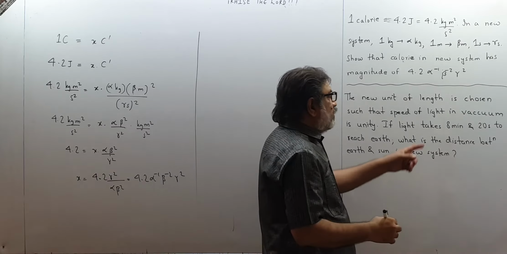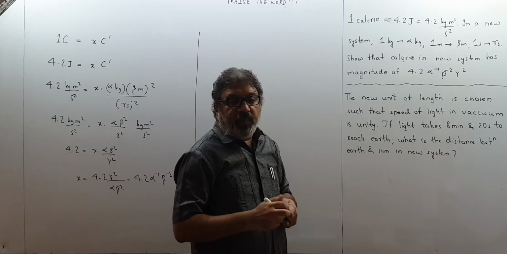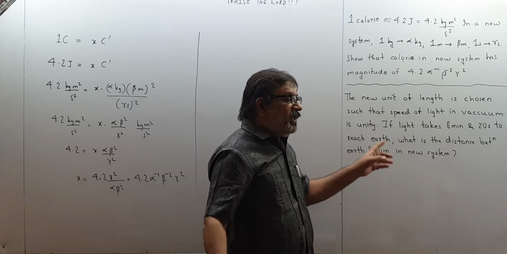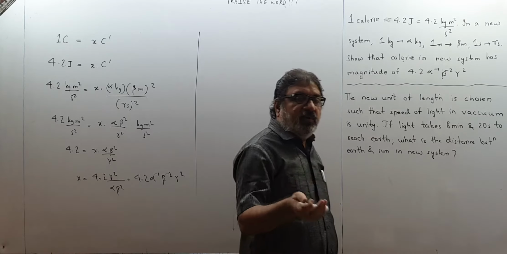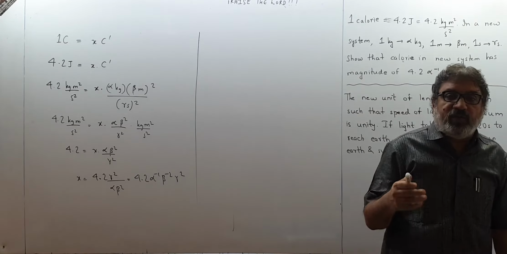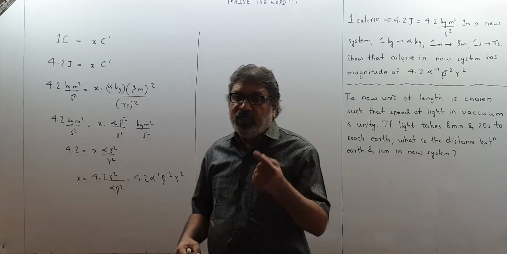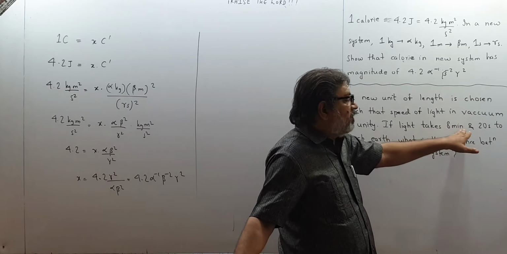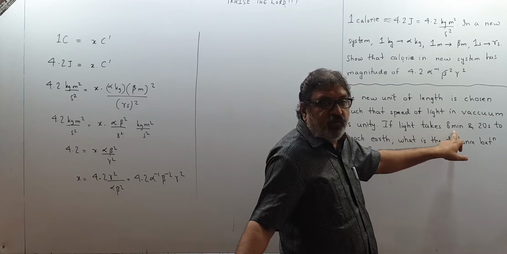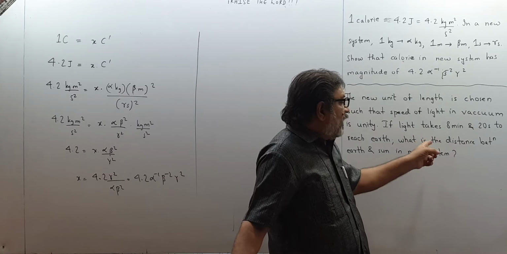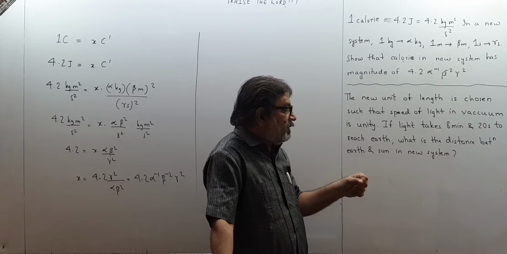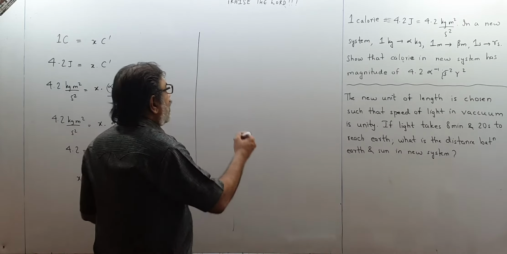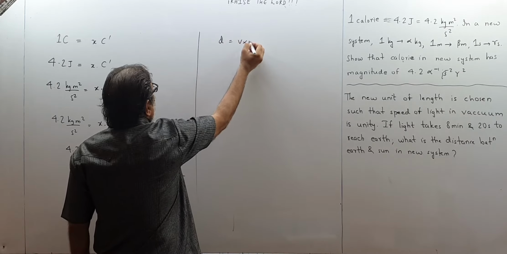The new unit of length is chosen such that speed of light in vacuum is 3 into 10 raised to 8 meter per second. That is taken as unity, means 1. In the new system, the speed of light 3 into 10 raised to 8 meter per second is taken as 1 unit. If the light takes 8 minutes and 20 seconds, means 500 seconds, 8 into 60, 480 plus 20, 500, to reach Earth from Sun, what is the distance between Earth and Sun in the new system? So children, we know that distance is given by speed into time.